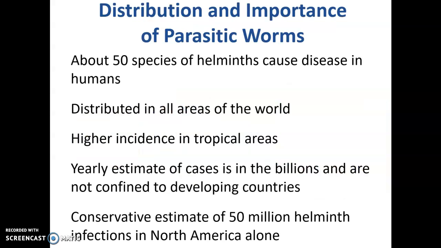Distribution and importance of parasitic worms. About 50 species of helminths cause disease in humans. They're distributed in all areas of the world, so just because we live in the United States doesn't mean you're not going to have a parasitic worm infection. There is a higher incidence in tropical areas, and a yearly estimate of cases is in the billions and are not confined to developing countries.